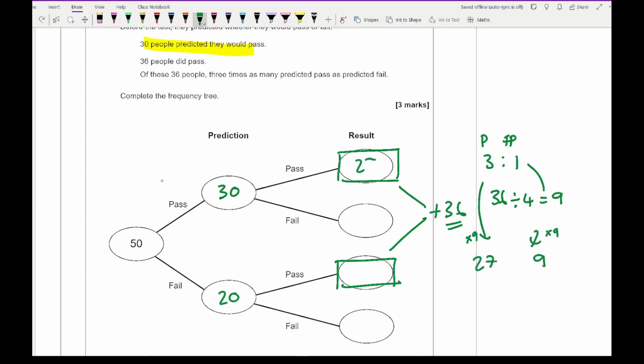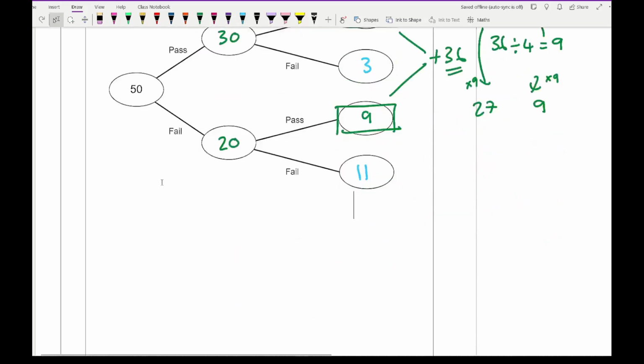So this is going to be 27 and this is going to be 9, and from those values I can then work out what the fail amount is going to be. So this is going to be 3 and this is going to be 11.